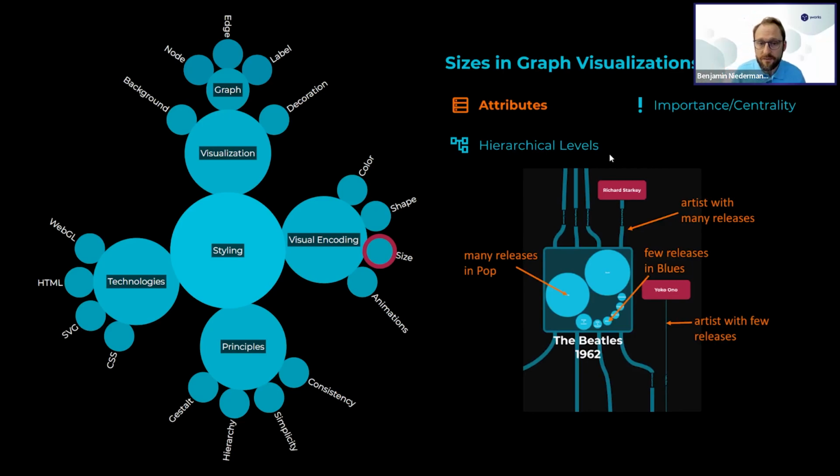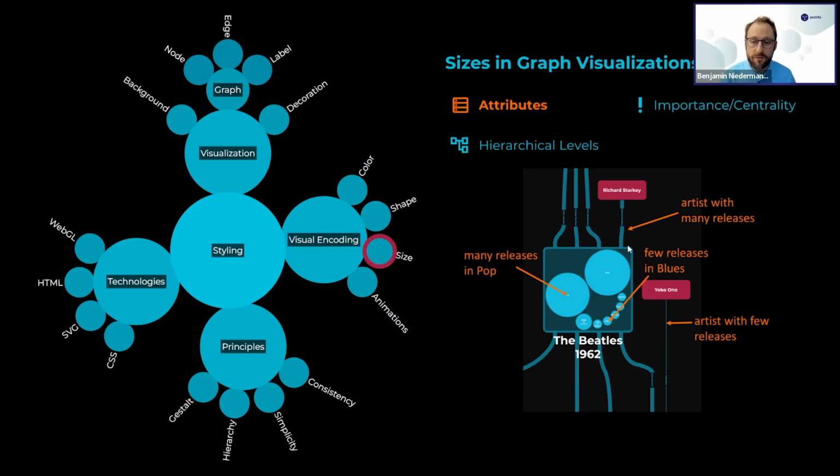So sizes in graph visualizations are also very important to express attributes. And in this example of the history of artists, we have used this for both edges and nodes. For nodes, we have said that the size of the genre nodes should correspond to the number of releases the music group has in this genre. So for example, here are many releases in pop, but only few releases in blues. And with this, what also happens is that this entire group node becomes larger.